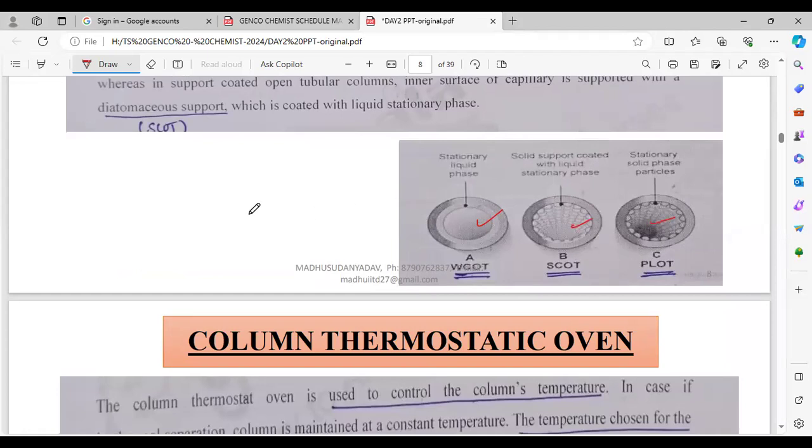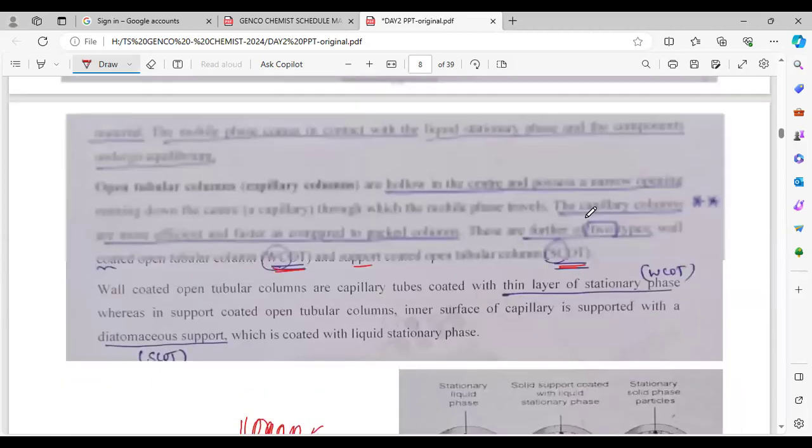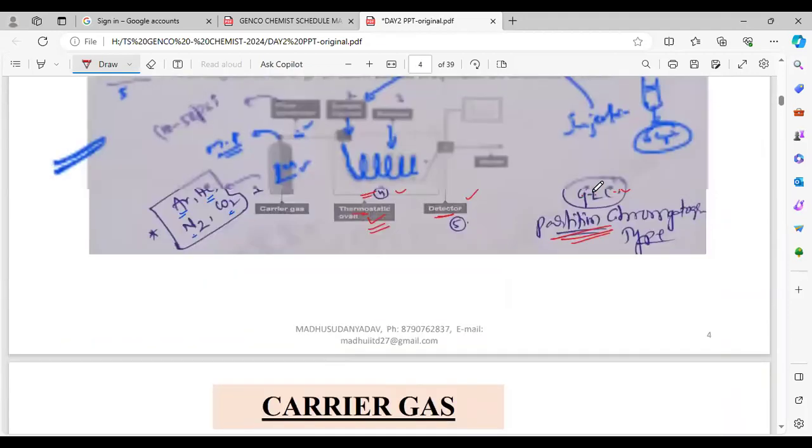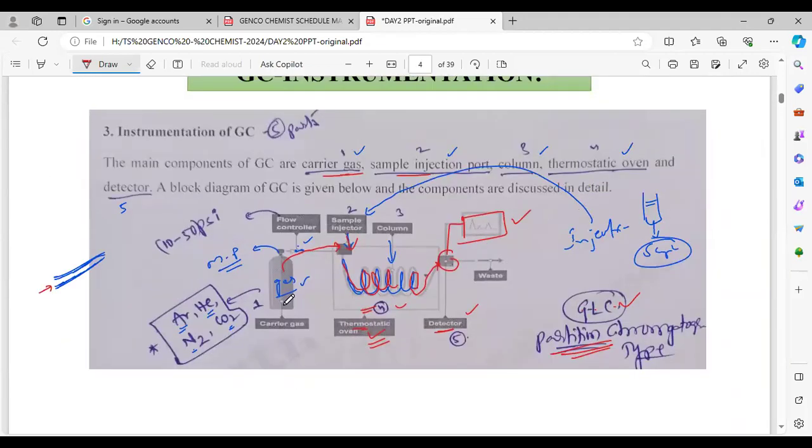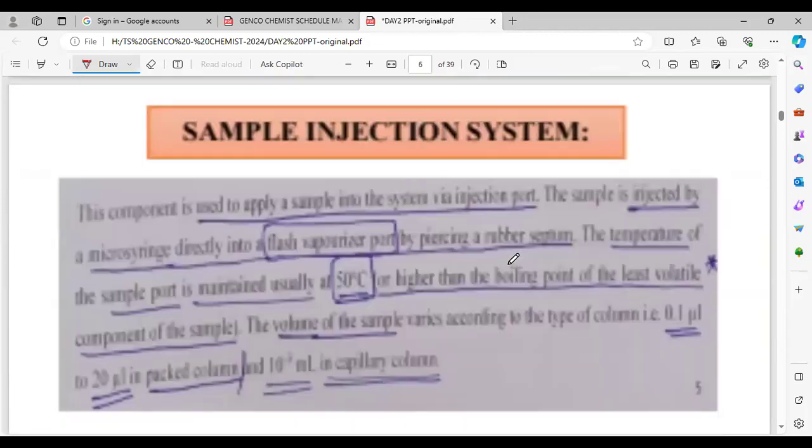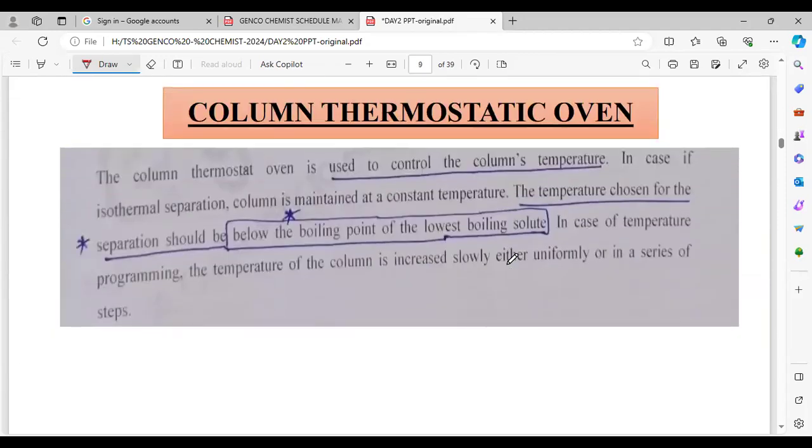So your column in the instrument is simply like this spherical shape. But the inside structure will be like this. Okay, so this is about the column. So what we have discussed so far, look at the instrumentation. Carrier gas is done, sample injection port is done, columns done. Next is the thermostatic oven, this is the fourth one. Next we'll move to detectors. Okay, let's go back to the column thermostatic oven.